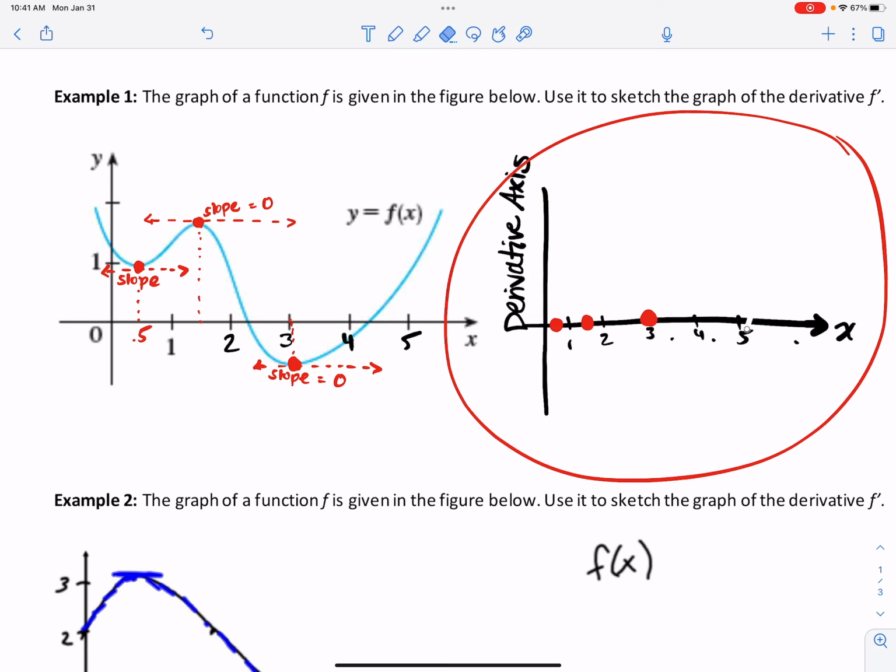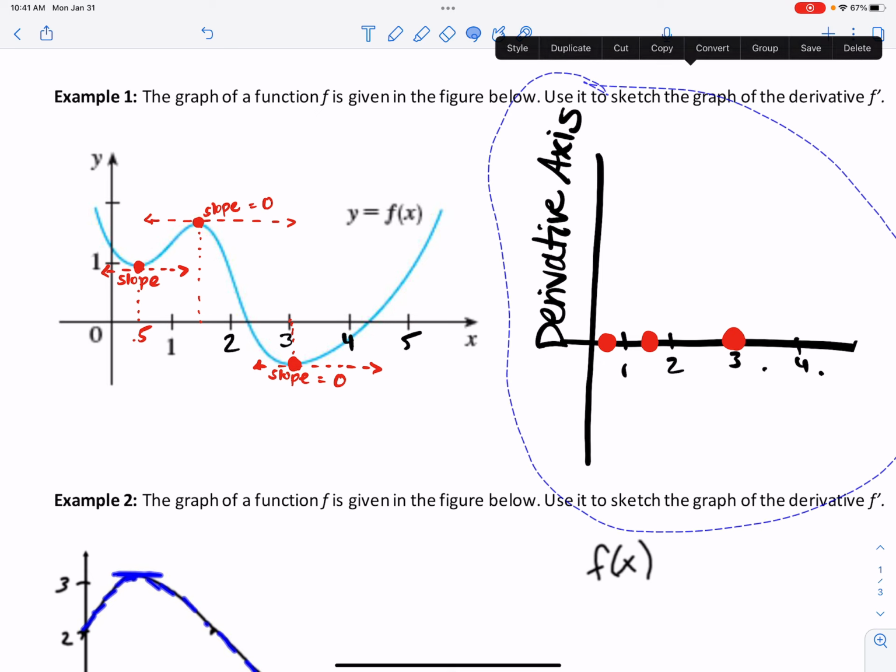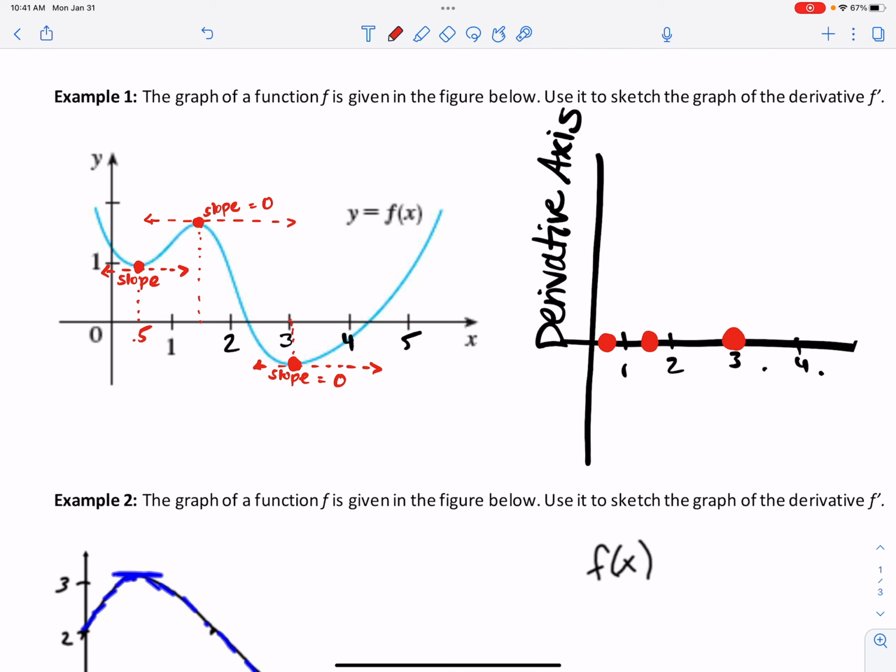Let me make this graph bigger. All right, now what about the rest of the graph? There's got to be more parts to it. Right now, I only have 3 points marked on this graph, right? Well, let's go ahead and see what's happening between these zeros. So let me erase all this for a little bit, just so it's not so crowded.